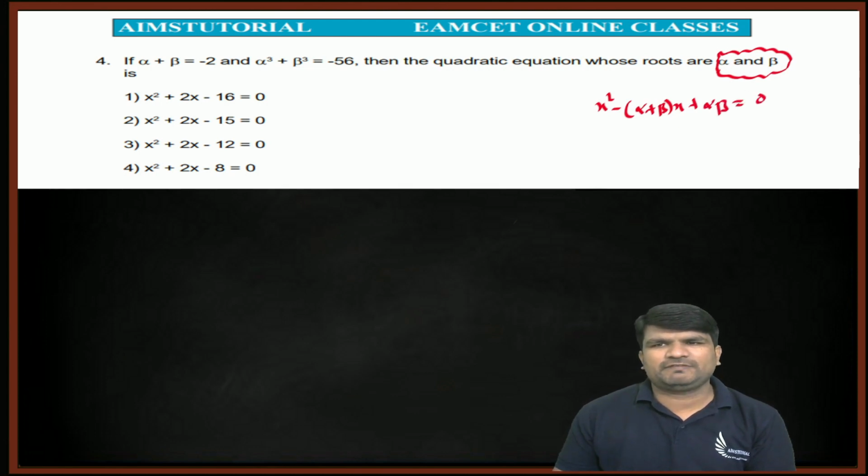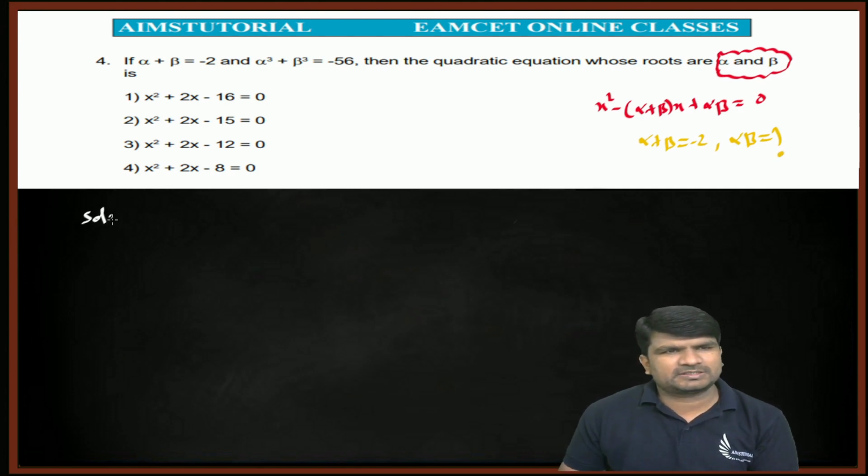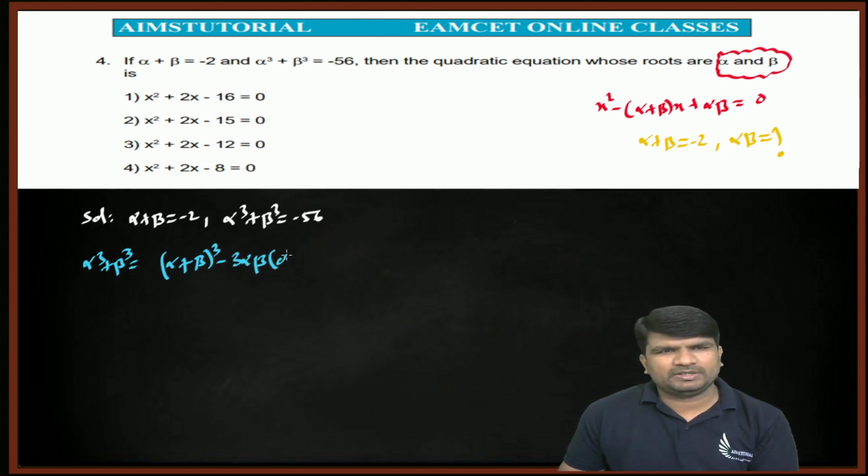So here the value of alpha plus beta is minus 2. We need to find the value of alpha into beta. So first write down the given: alpha plus beta is given as minus 2 and alpha cube plus beta cube is given as minus 56. We know the formula of alpha cube plus beta cube is (alpha plus beta) whole cube minus 3 alpha beta into (alpha plus beta). From this equation, we have to make alpha into beta the subject.